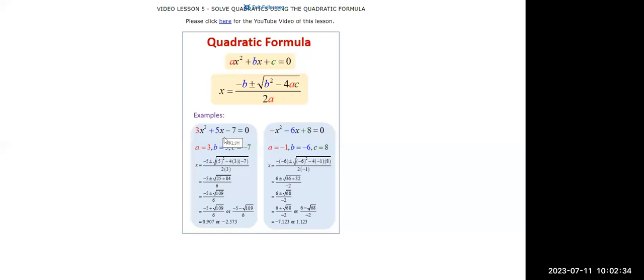Sometimes your product and sum may not work. Sometimes your factor by grouping doesn't work. So your last resort is to use the quadratic formula, okay? If you can't factor by grouping or factor by product and sum, use the quadratic formula. If you look at this question here, 3 does not go into anything. You've got a 7 and a 5. These are weird numbers, not factorable, so it won't work. So you probably have to use the quadratic formula for that.